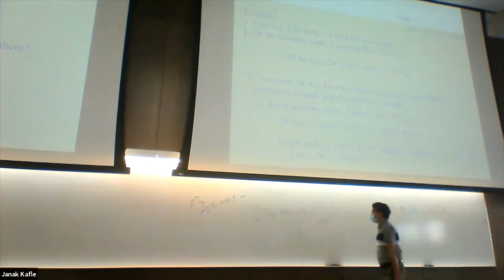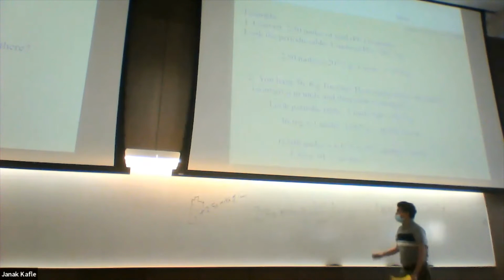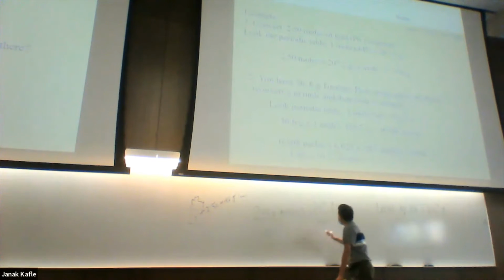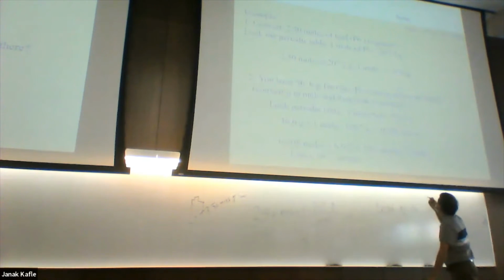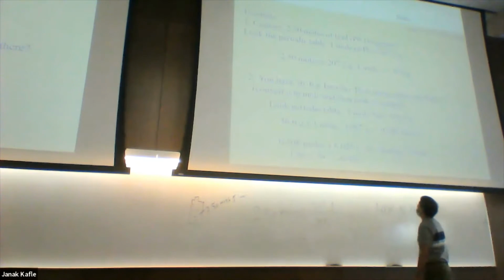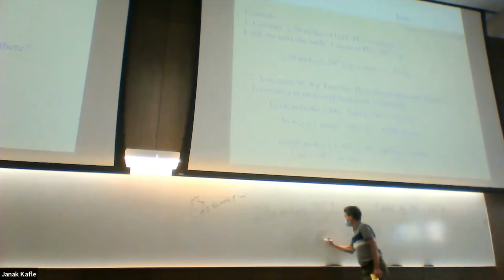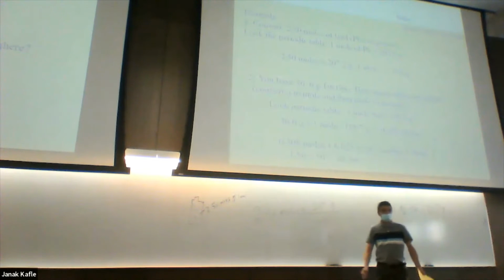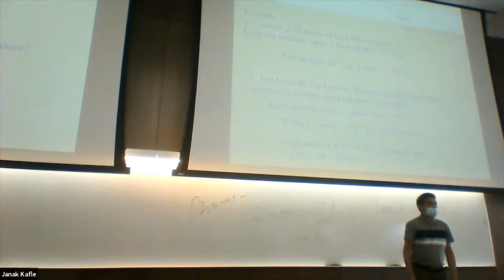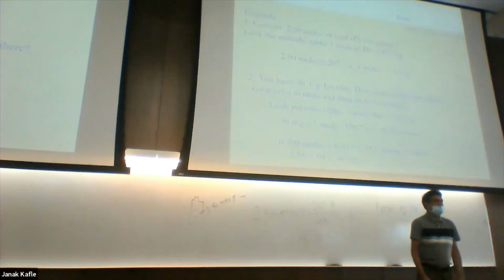Now I put in the calculator 2.50 multiplied by 207, which gives me 518 grams. So if somebody says I have 2.5 moles of lead, I have 518 grams of lead. Make sense? Everybody got it?